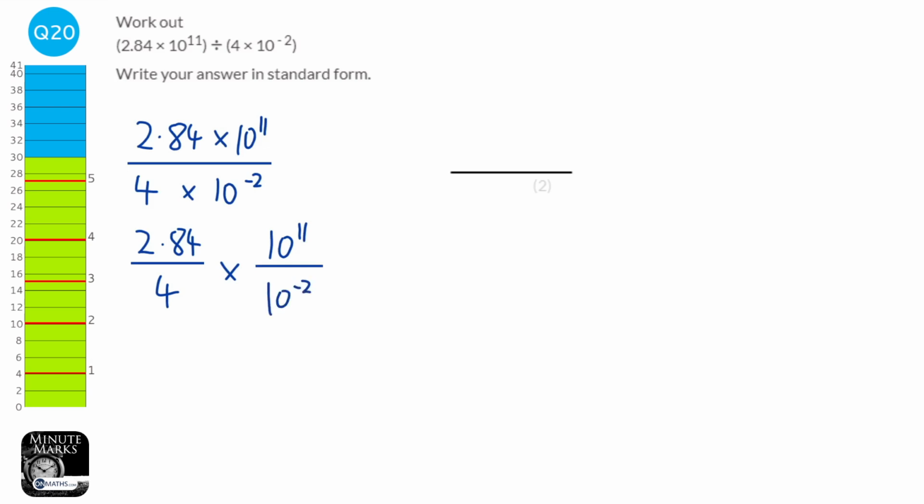Okay, so we're going to start by doing 2.84 divided by 4. So we're going to just do the bus stop method. So 4 on the outside, and we've got 2.84 on the inside. 4's into 2 don't go, so carry the 2 across. 4's into 28 go 7, and 4's into 4 go 1.